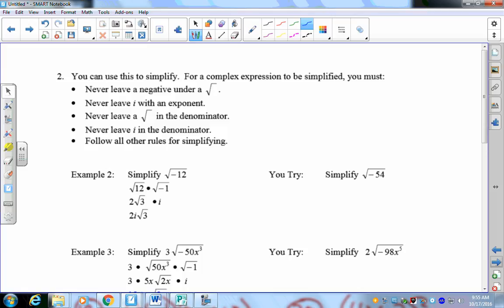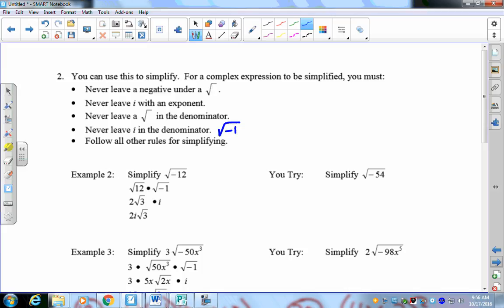Okay, that's not a new rule for us. We know that one. Never leave an i in the denominator, because remember, i is the square root of -1. So technically, if you have an i down there, you still have a radical, which is a no-no. And then just follow your rules for simplifying radicals.